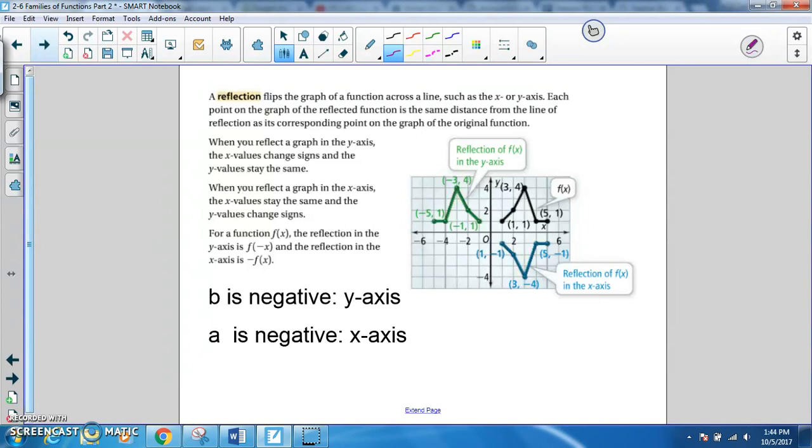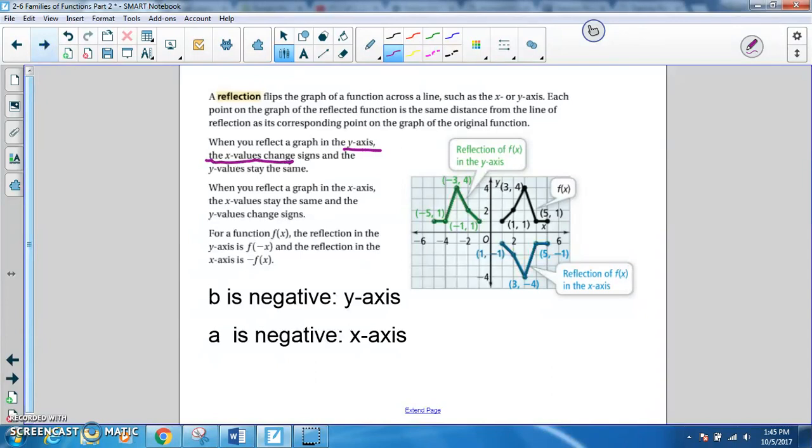A reflection flips the graph of a function across a line, such as the x or y axis. Each point on the graph of the reflected function is the same distance from the line of reflection as its corresponding point on the graph of the original function. When we reflect a graph on the y-axis, the x values change signs and the y values stay the same. So y-axis, x values change.